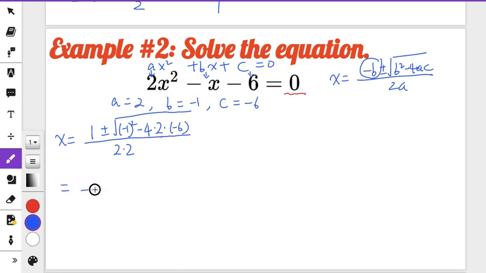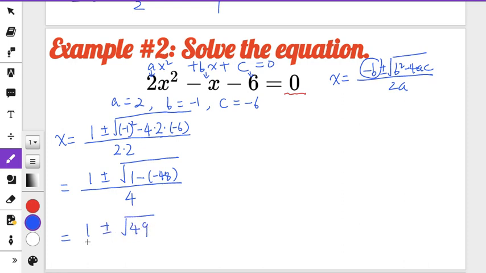Let's continue. 2 times 2 is 4, 1 plus or minus. -1 squared is -1 times -1, do not forget, which is 1. Then minus 4 times 2 is 8, and 8 times -6 is -48. So let's simplify: plus or minus the square root of 49 over 4. Again, minus minus becomes plus. Now we have two solutions here.